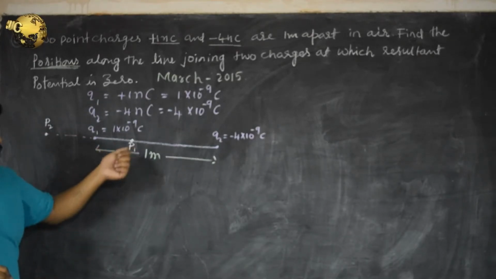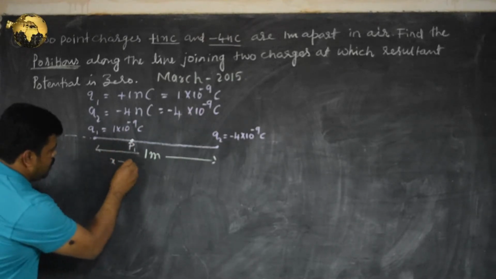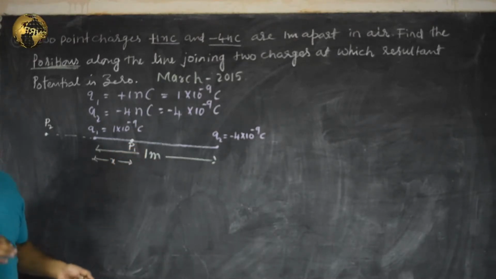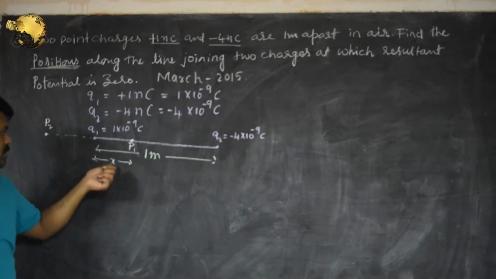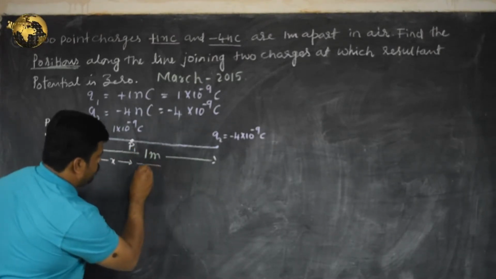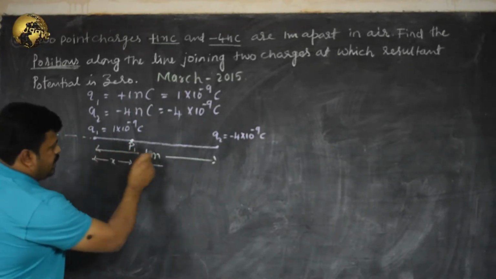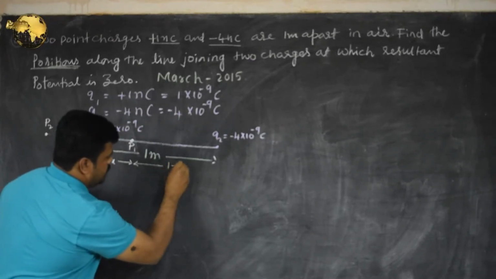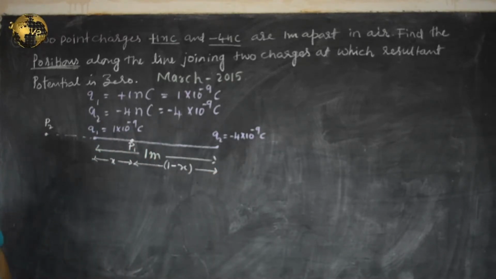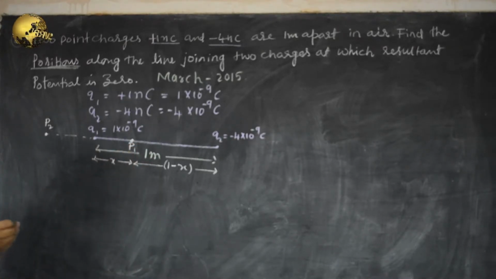So first let us find out P1, case 1. I call this as x from Q1. In the first case, let us say the point P1 where the potential is 0 is at a distance of x from Q1. The remaining distance of P1 from Q2 will be 1 minus x. This entire 1 minus x will be the remaining distance. So let's find out the potential at point P1 where the potential is 0.